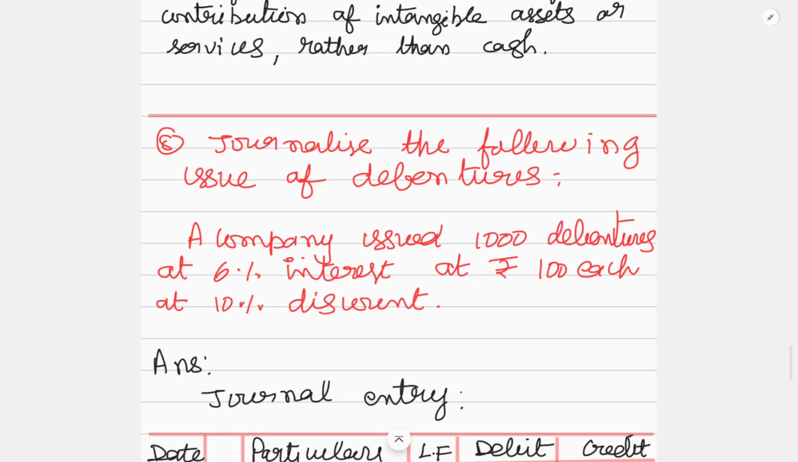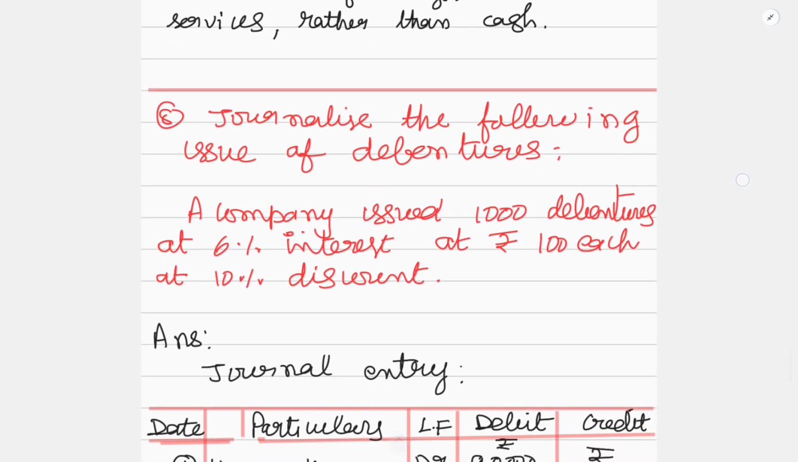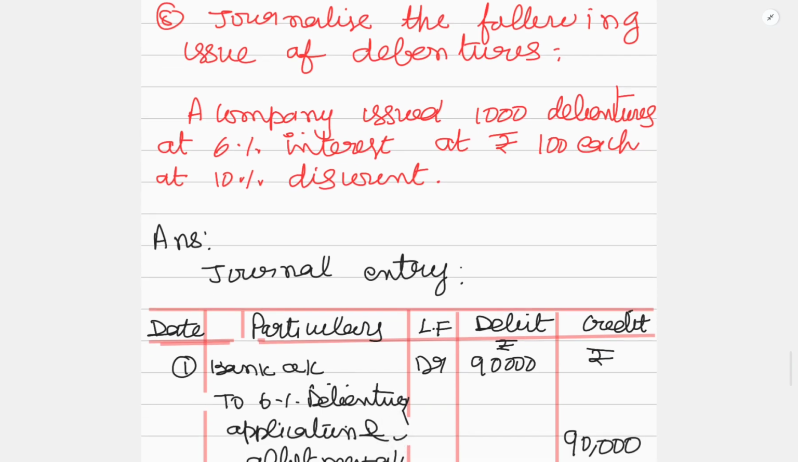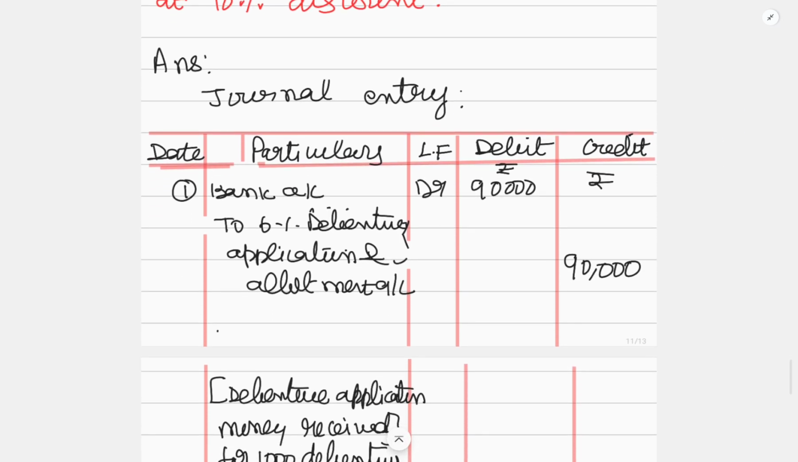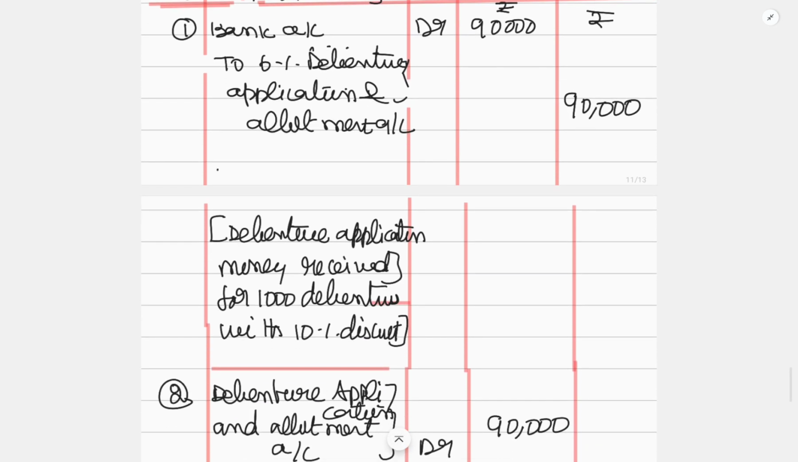Eighth one. Journalize the following issue of debentures. A company issued 1000 debentures at 6% interest at rupees 100 each at 10% discount. Journal entry. So we first put up the form of journal entry. It has 5 columns: date, particulars, LF, debit and credit. So first entry, bank entry. Bank account debit 90,000 to 6% debenture application and allotment account 90,000. Debenture application money received for 1000 debentures with 10% discount.